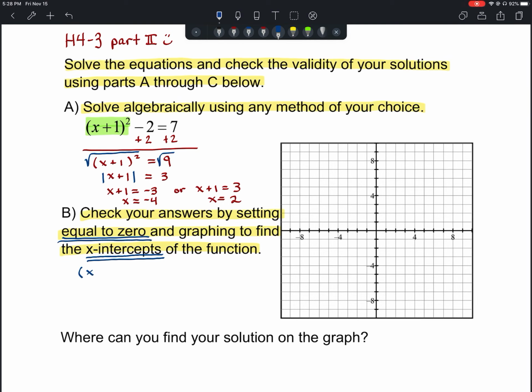Just recopy your equation. And to get it equal to 0, probably the easiest thing is going to be just to subtract the 7 from each side. That should give you the quantity of x plus 1 squared minus 9 equals 0. And we're just going to change our 0 into a y so that we can graph this function.